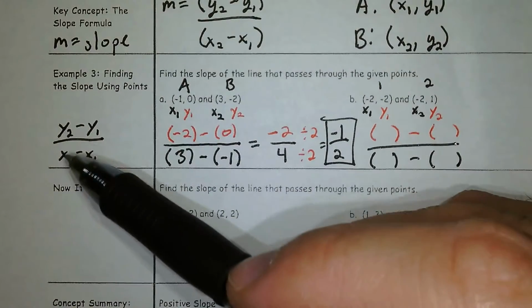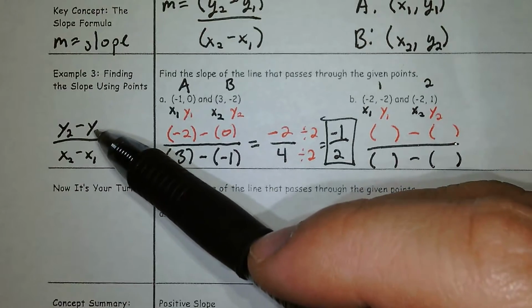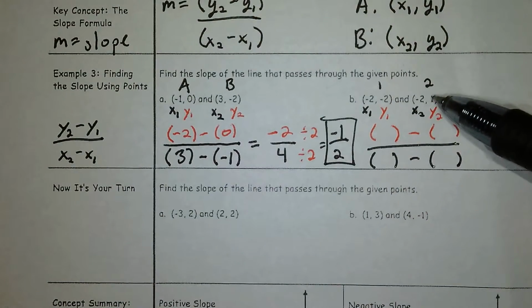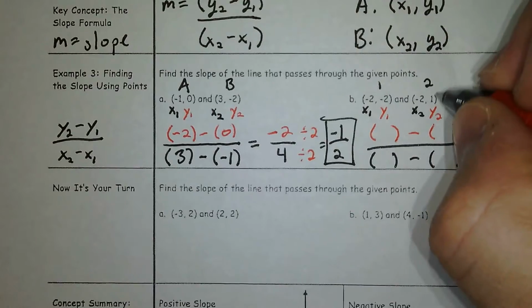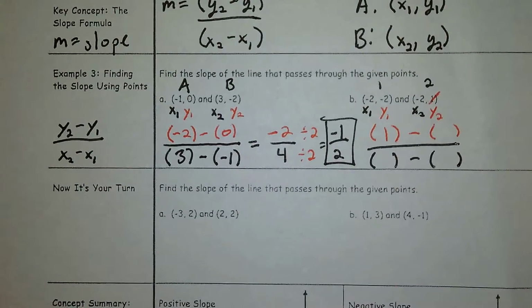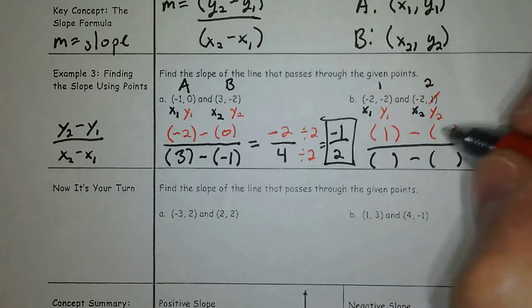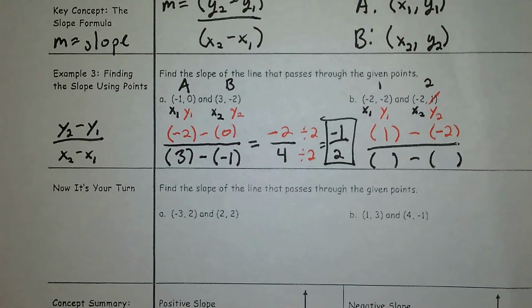So I go back to my formula over here. I have y2 minus y1. I'm going to take y2, which is 1, so I'm going to plug in 1 for y2. y1 is a negative 2, so I'm going to put the negative 2 here in this parentheses.